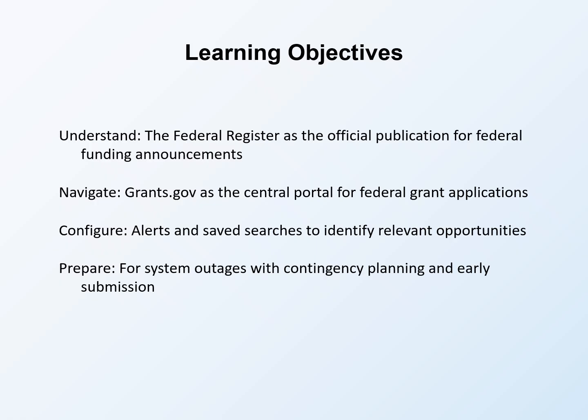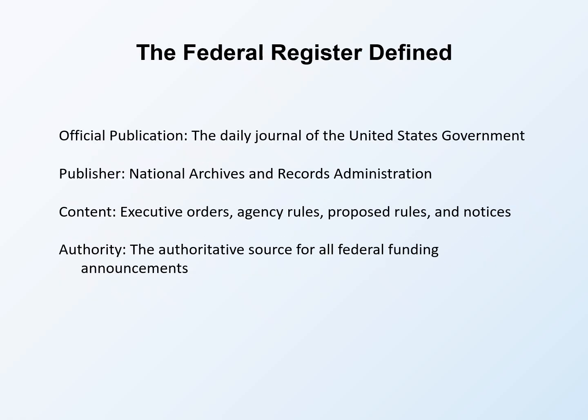Technical problems near deadlines can derail otherwise strong applications. Understanding outage protocols and submitting early protects your work. The Federal Register is the official daily journal of the United States government. Understanding its role and authority helps you navigate the federal funding landscape effectively.